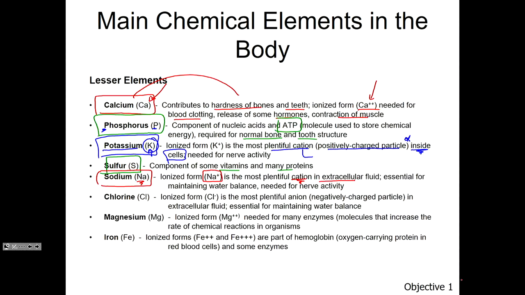But you got to know sodium's high outside, potassium's high inside the cell. That's critical for how neurons fire. It's critical for how muscles contract. It's critical for like how life occurs. Please.